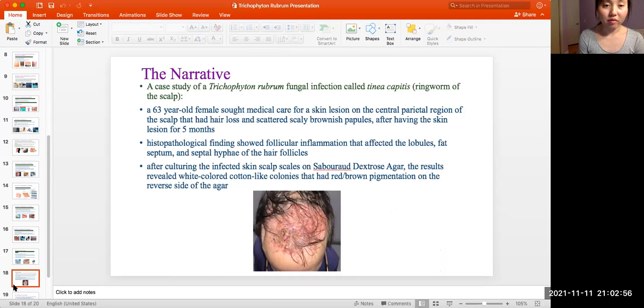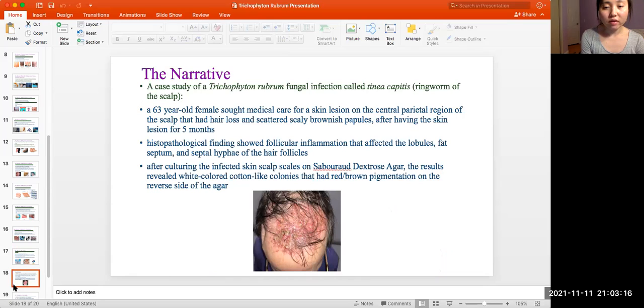Here we have the narrative of a case study of a Trichophyton rubrum fungal infection called tinea capitis, which is ringworm of the scalp. A 63-year-old female sought medical care for a skin lesion on the central parietal region of the scalp that had hair loss and scattered scaly brownish papules after having the skin lesion for 5 months.